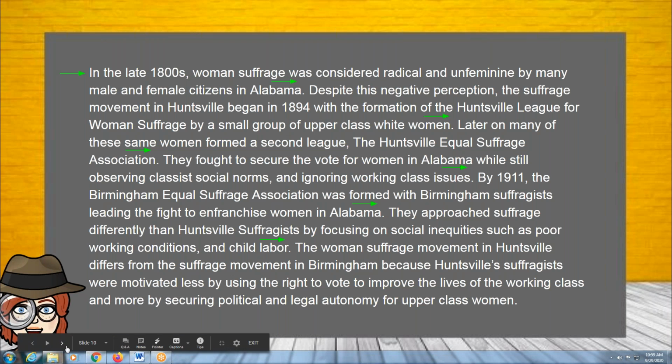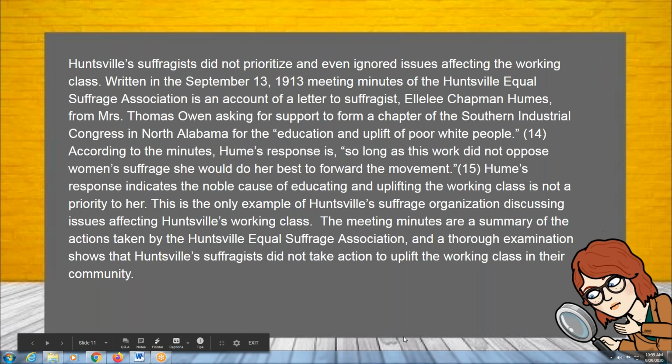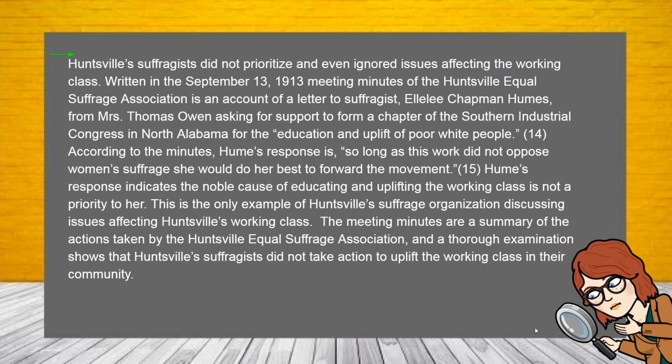Okay, now let's look at a body paragraph. All right, so this first sentence, Huntsville suffragists did not prioritize and even ignored issues affecting the working class. So that is my topic sentence, and it's introducing the idea that I'm going to explore in the paragraph. The next sentence, written in the September 13th, 1913 meeting minutes of the Huntsville Equal Suffrage Association, is an account of a letter to suffragist Ella Lee Chapman Humes from Miss Thomas Owen, asking for support to form a chapter of the Southern Industrial Congress in North Alabama for the education and uplift of poor white people.